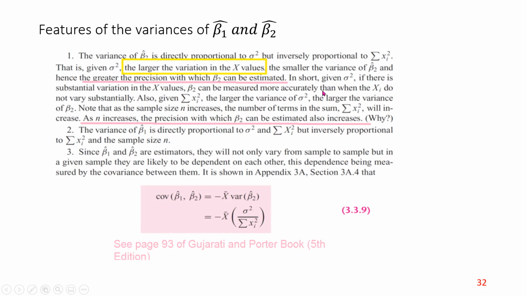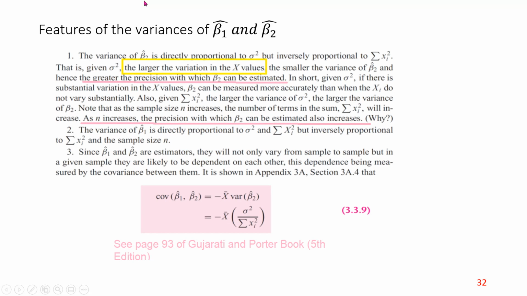So in short, for a given value of sigma square, if there is enough variation in the x values, beta 2 can be measured more accurately than when the xi do not vary significantly. So this is the reason that there is one of the assumptions of ordinary least squares, that there is sufficient variation in the values of the independent variable.